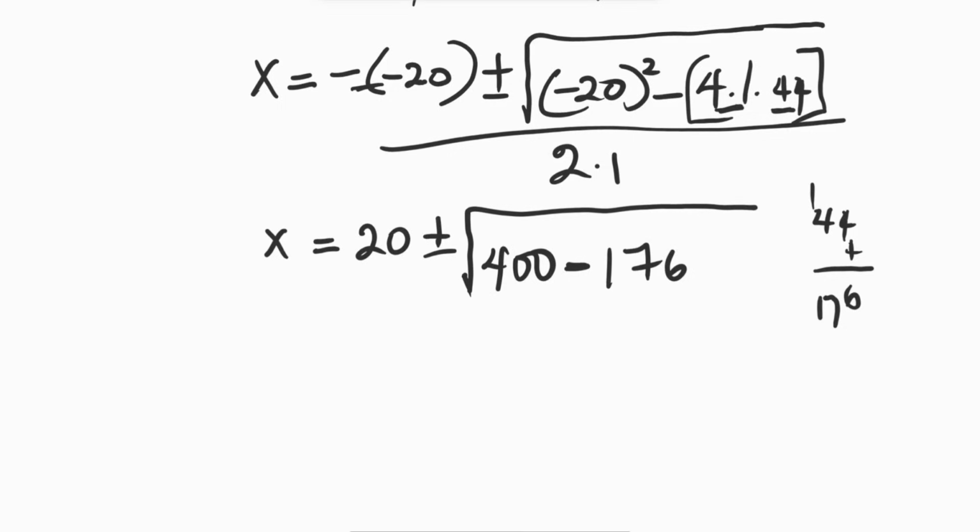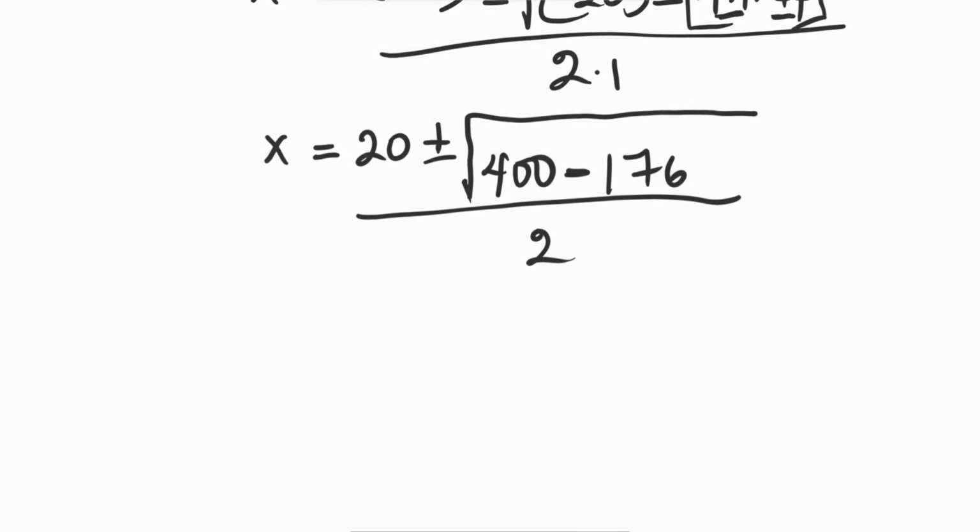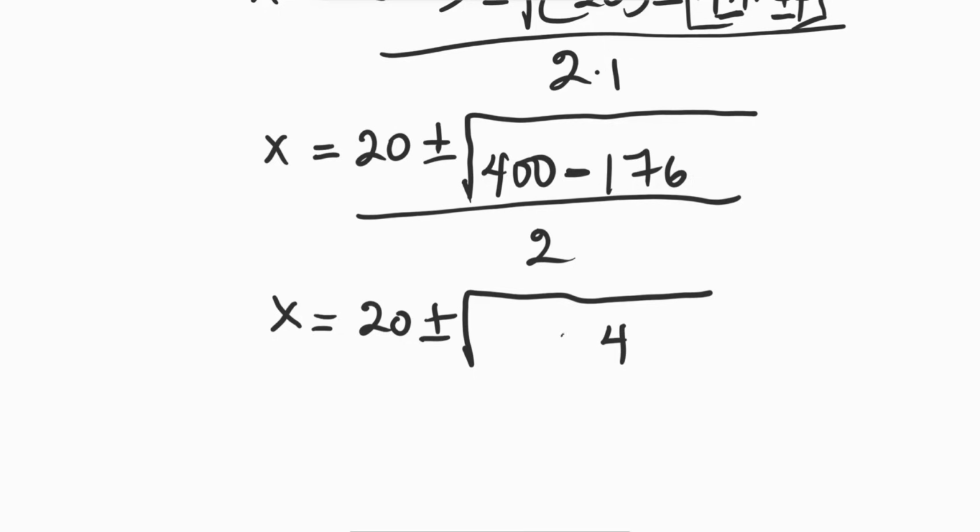Now, all divided by 2. X here now is equal to 20 plus or minus square root of 400 minus 176. 10 from 6 is 4, 9 from 7 is 2, 3 from 1 is 2, so we have 224, divided by 2.